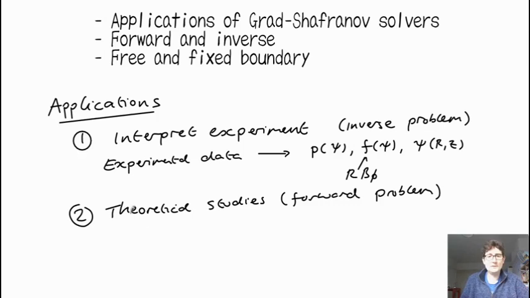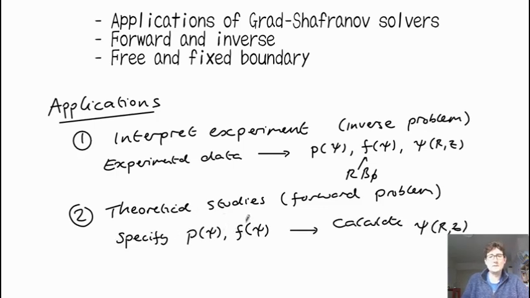So the other type is the theoretical studies. In this case we can specify what pressure and f are, and then from these we want to calculate what the solution looks like. In this case this is in some ways a simpler problem, because we can have complete control over what the P and the F profiles are. And so the problem is just a matter of calculating the potential, so the poloidal flux psi.